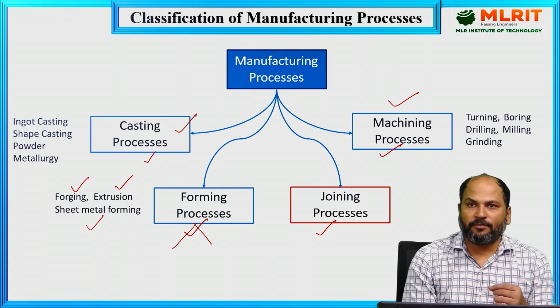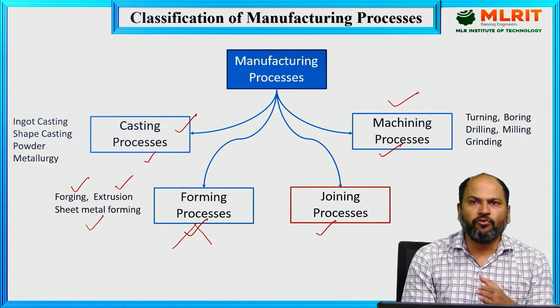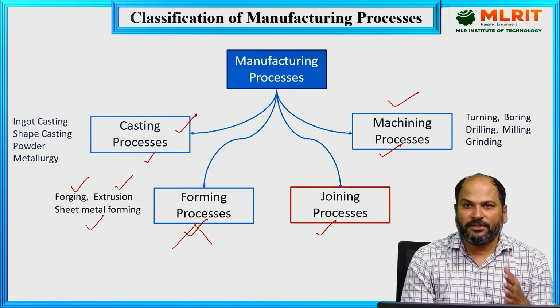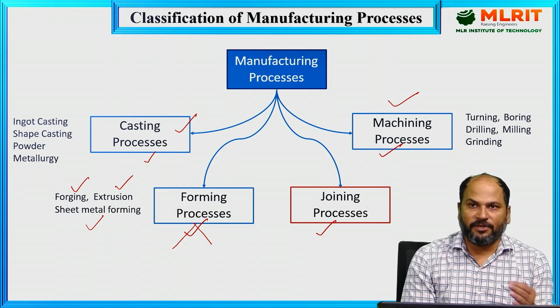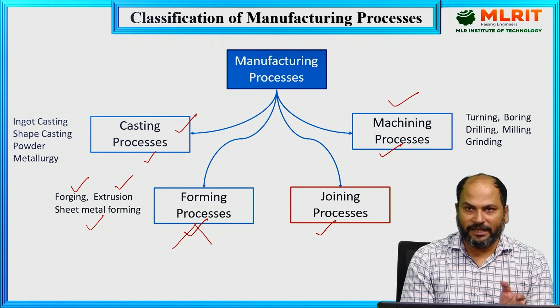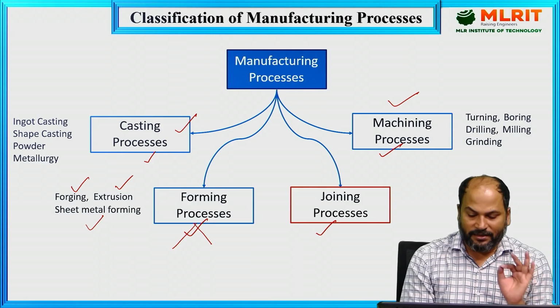So this is the third manufacturing process. Here we remove the excess material, and that is the definition of machining also: removal of excess material from whatever specimen we are going to change the dimension of. So this will be the third one, that is machining. This is not in this syllabus, it will be in the next semester.